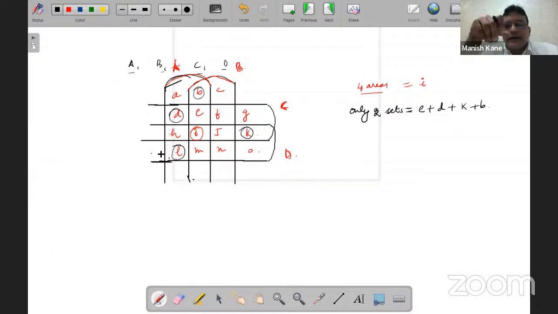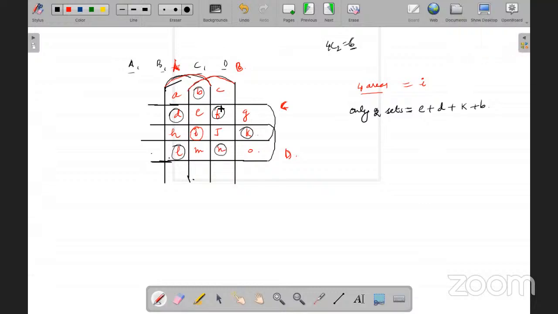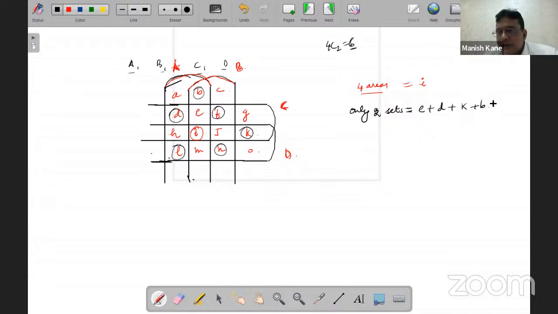Any other set that is common to only two sets? Because there are four sets, so there should be 4C2, that is 6 common areas. There are two common areas which you are missing. Can you guess which two? This F and N. F is common to B and C, and N is common to D and C. So plus F plus N. So in that sense, it becomes slightly complicated as a diagram.